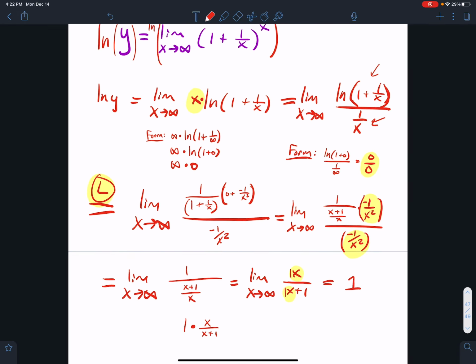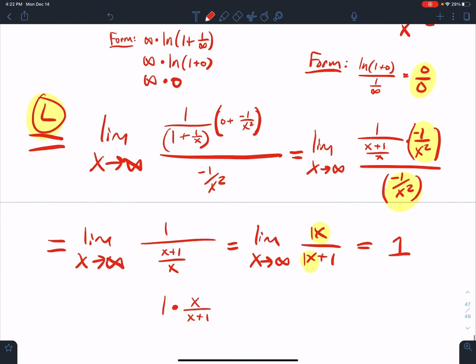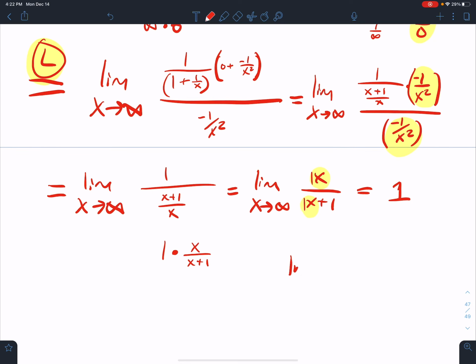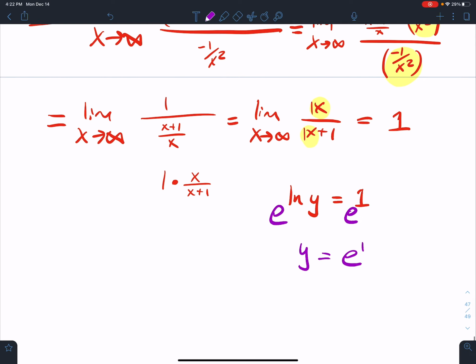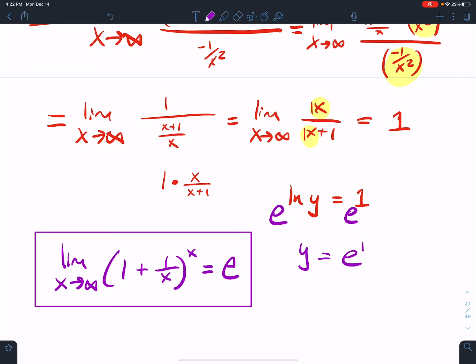Now, is 1 the final answer? No. Why not? Because we natural logged. So how do I get back to the right answer? Well, I take my ln of the answer, and I e both sides. If I e both sides, what happens? I get y equals e to the 1. So that means the limit as x goes to infinity of 1 plus 1 over x raised to the x is equal to e. Whoa, very cool, very cool.